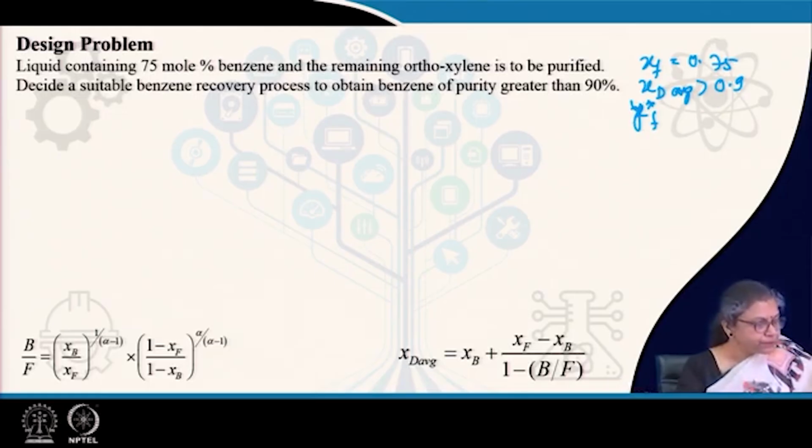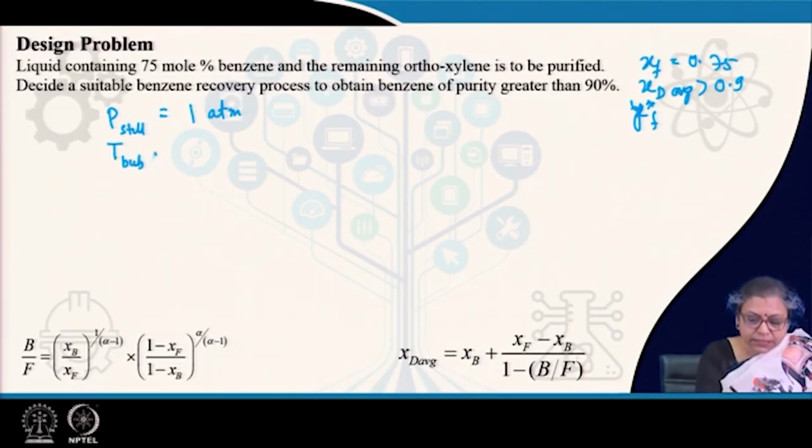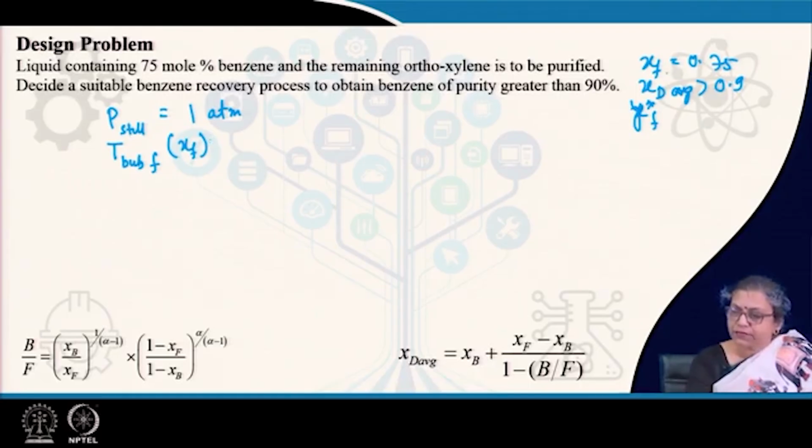If you do it, for this particular case, we assume that the pressure of the feed is maintained constant at, say, 1 atmosphere, and in that case you can find out what will be the bubble point temperature of the feed for XF. How do you do it? You know the XF composition.